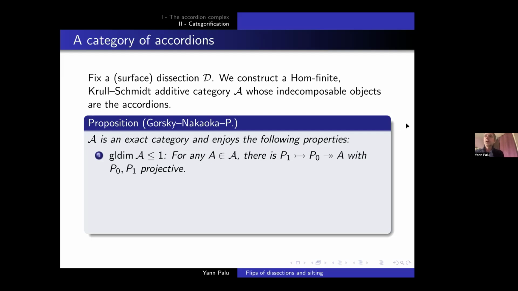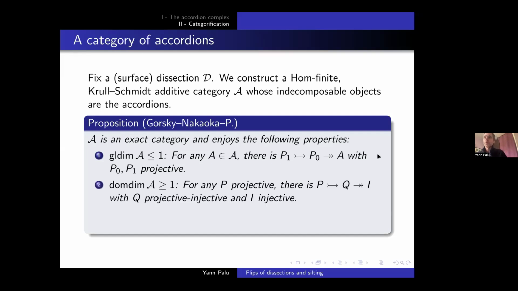First, it is hereditary as an exact category. So each object is the cokernel of an injection between projectives. It has dominant dimension at least one, meaning that the injective coresolution of any projective has a projective-injective first term. And also, we proved that the maximal D-dissections coincide with the basic silting objects in this category. So we've categorified the accordions and maximal D-dissections using silting theory.